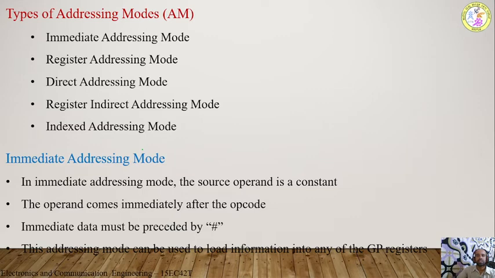Coming to the types of addressing modes, there are 5 different addressing modes supported by 8051. The first one is immediate addressing mode. The second one is register addressing mode. And then we have direct, register indirect, and indexed. So these are the 5 addressing modes supported by the 8051.